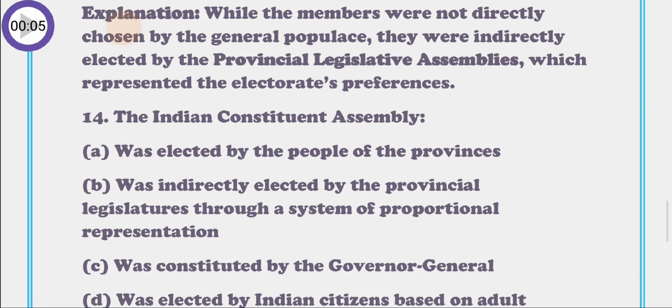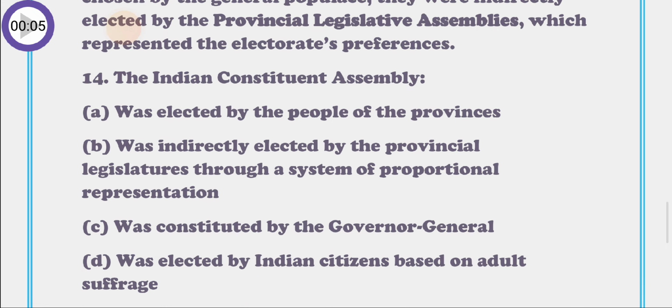Question number 14. The Indian Constituent Assembly: A. was re-elected by the people of the provinces. B. was indirectly elected by the provincial legislatures through a system of proportional representation. C. was constituted by the Governor General. D. was elected by Indian citizens based on adult suffrage.